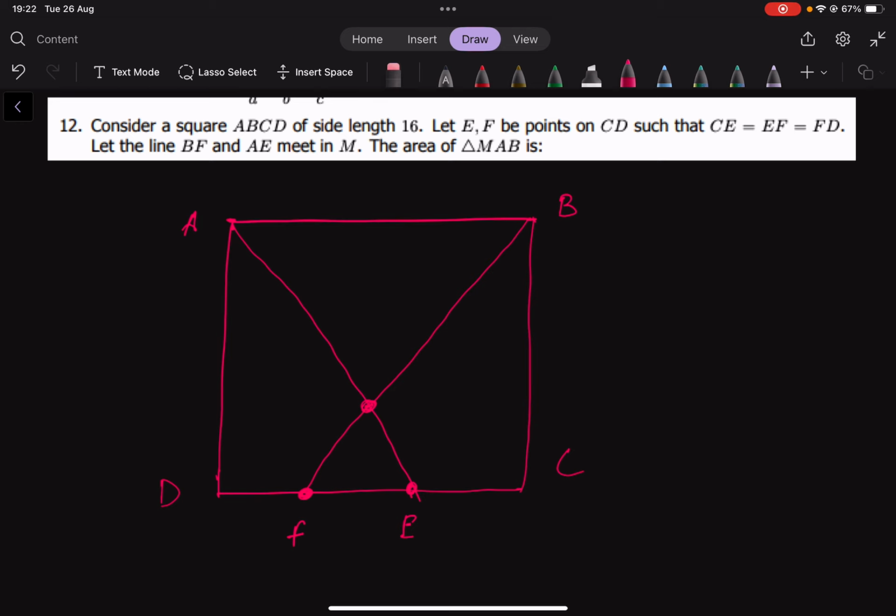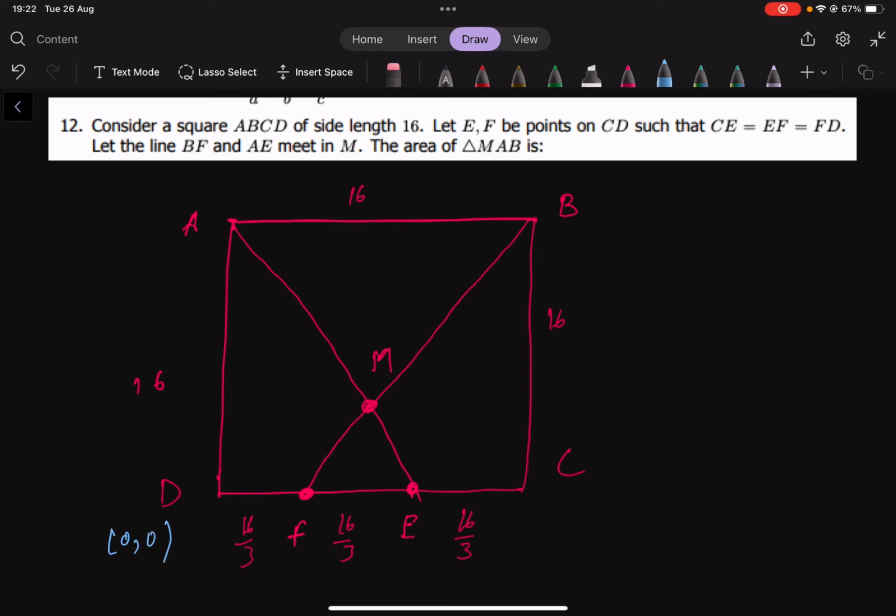Here, if we observe, we know all the lengths. Even this will be 16 by 3, 16 by 3, 16 by 3. So we know all the lengths, and we can just find the area. We just need to find the area of MAB, and we can see it's a nice perpendicular setup.